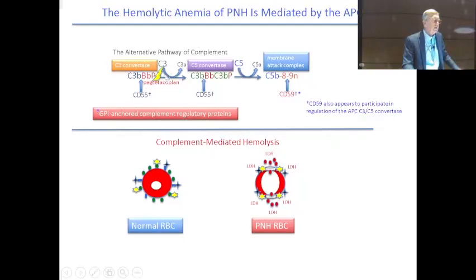The result of the activation of this pathway is the deposition, so this is the amplification part of the pathway. You get a great deal of amplification of deposition of the C3 molecule onto the cell surface that then can go on to form the C5 convertase. And this then leads to formation of the membrane attack complex of complement. This is the part of the complement system that lyses the cell.